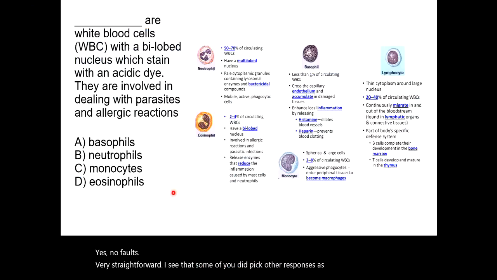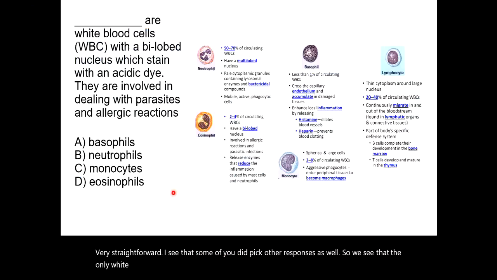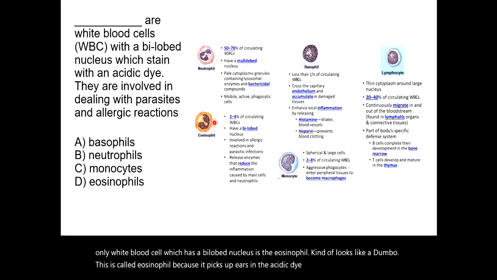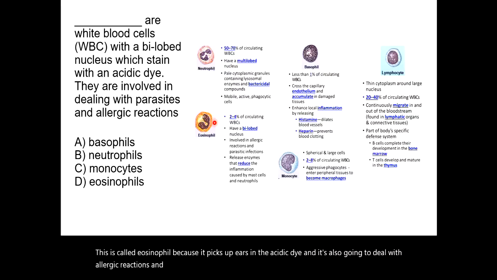Right. Pretty straightforward. I see that some of you did pick other responses as well. So we see that the only white blood cell which has a bilobed nucleus is the eosinophil. Kind of looks like a dumbbell. This is called eosinophil because it picks up eosin, the acidic dye, and it's also going to deal with allergic reactions and parasitic infections as well.